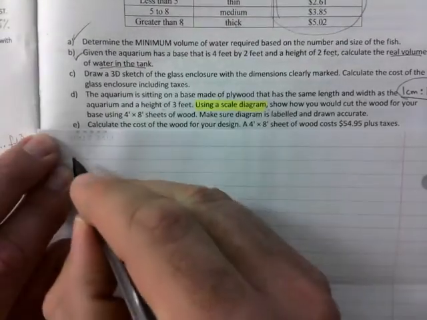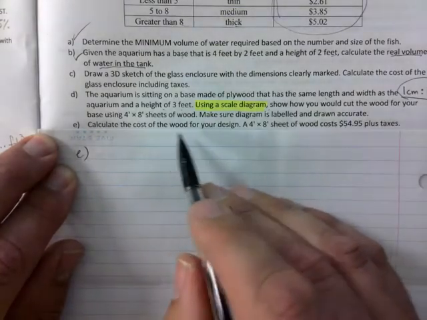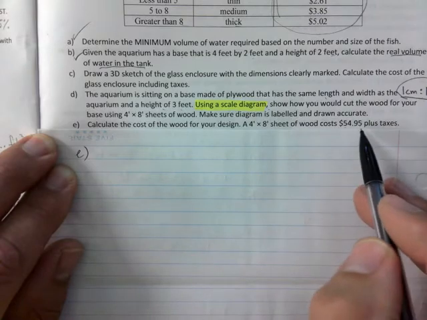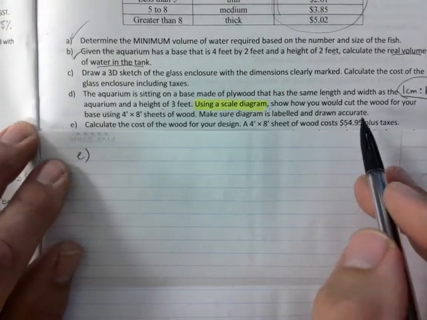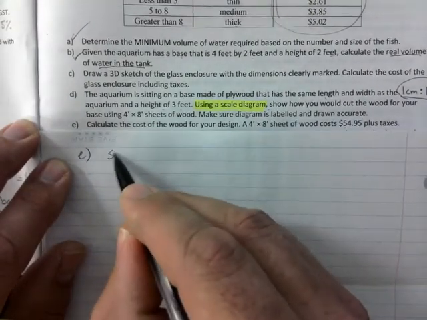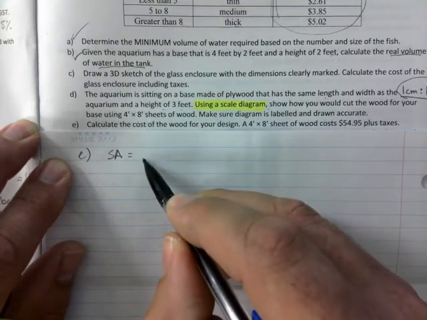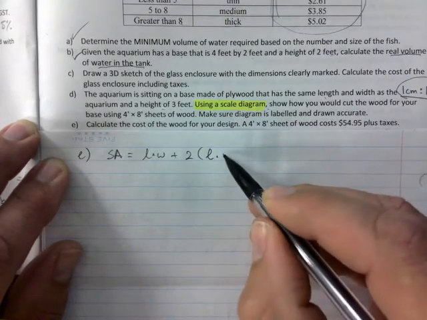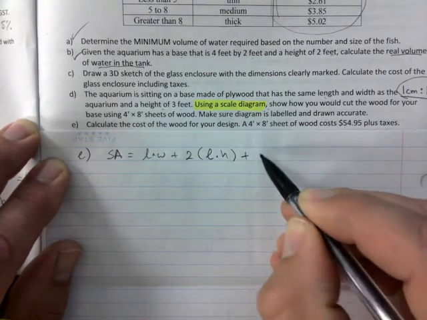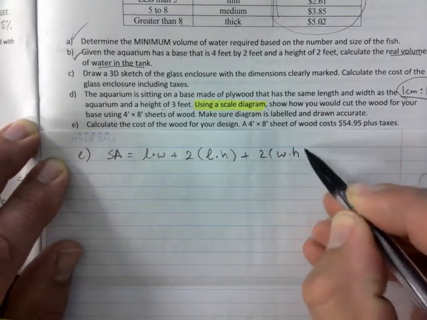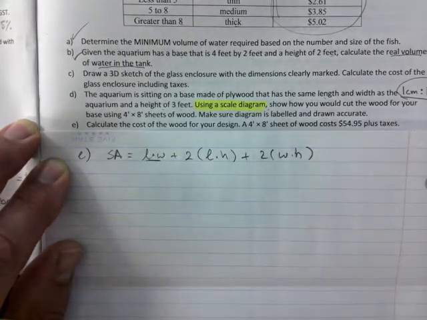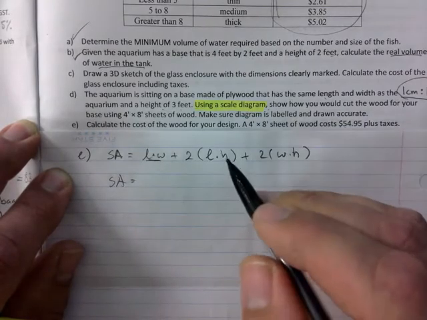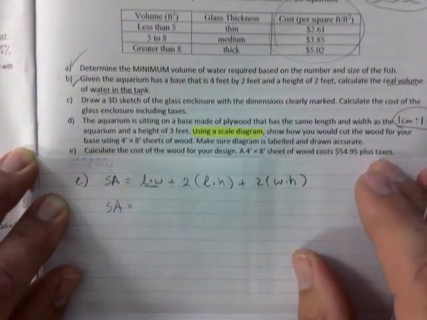This is back to normal here. Calculate the cost of wood for your design. A 4 by 8 sheet of wood costs $54.95 plus tax. So I'm going to go surface area needed. I need length times width plus 2 times length times height plus 2 times width times height, correct? I'm assuming there's no base here. It's just a top.